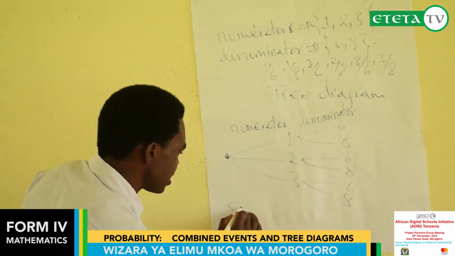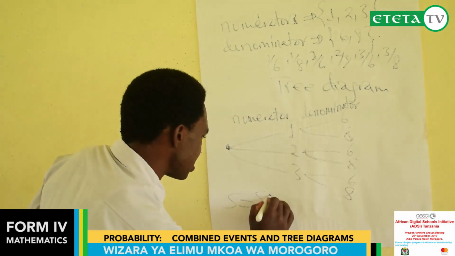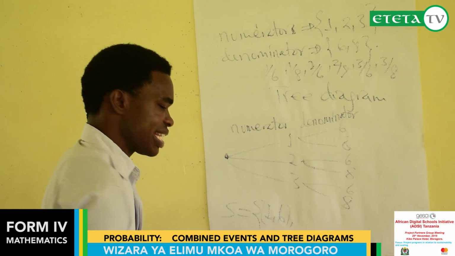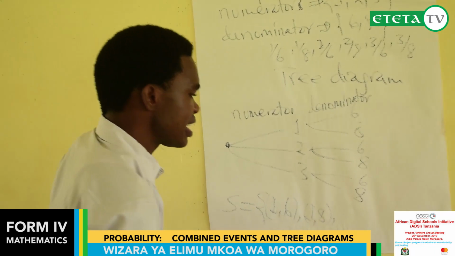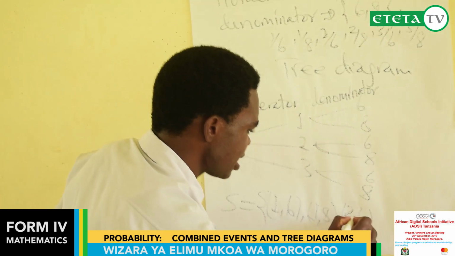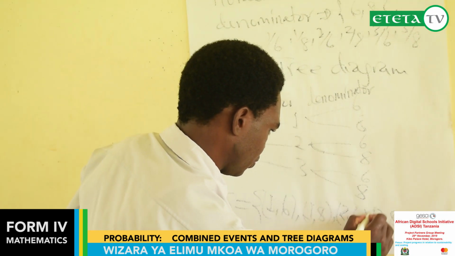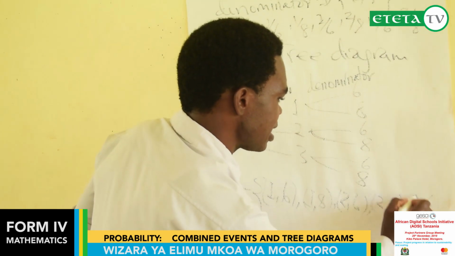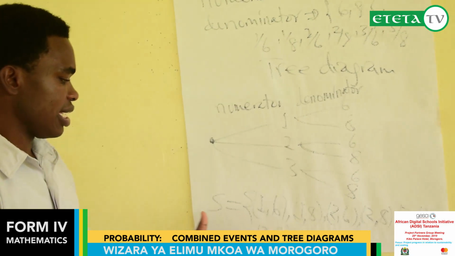Then the sample space here will be equal to the set of the first part, which is 1,6. The second is 1,8. The third one will be 2,6. And again, it can be 2,8. And again, it can be 3,6. And it can be 3,8. These are the sample space.